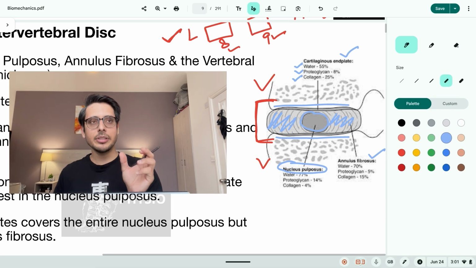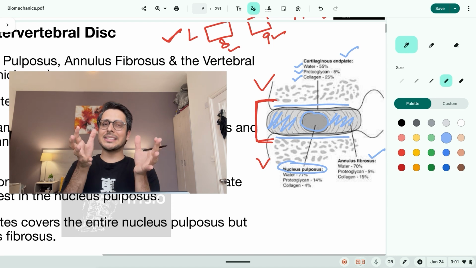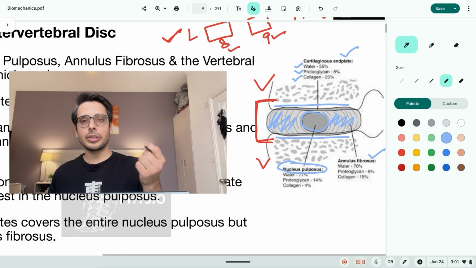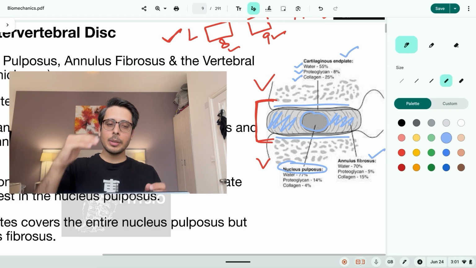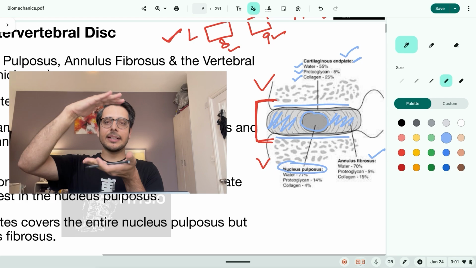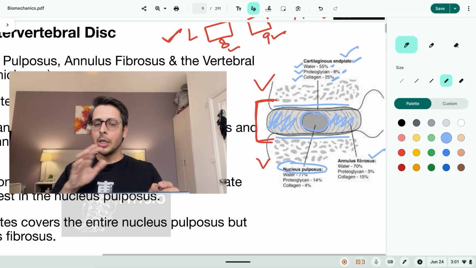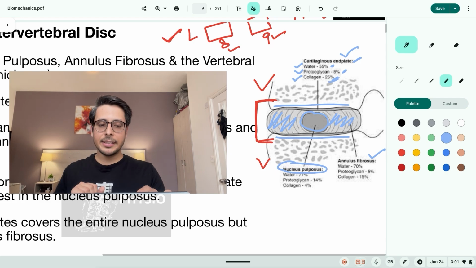Talking about the collagen, its function is to provide stability and strength, and then we have water as well. The function of the end plate is to provide a strong structure to the intervertebral disc. Hence, we can see that it has the least amount of proteoglycans and water and the maximum amount of collagen, that is 25%. We won't see this level of collagen in any of the other structures.